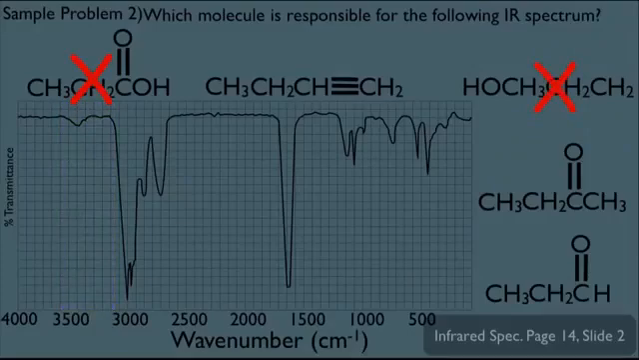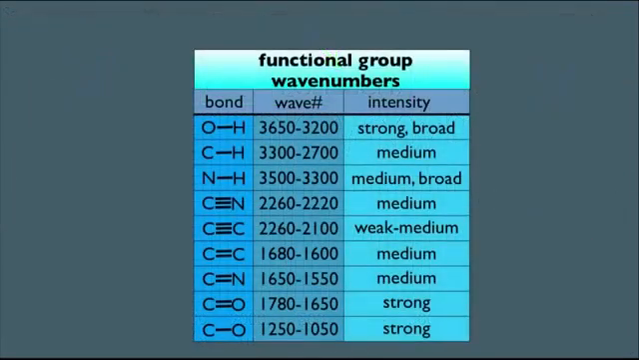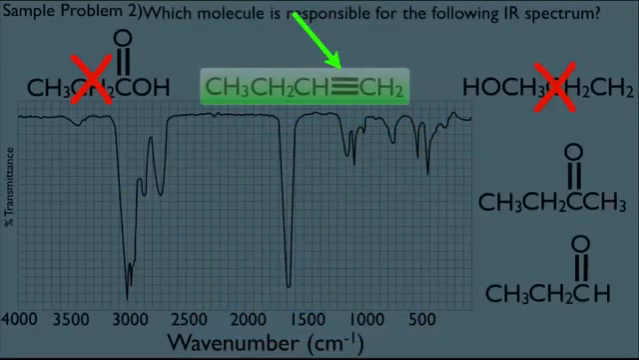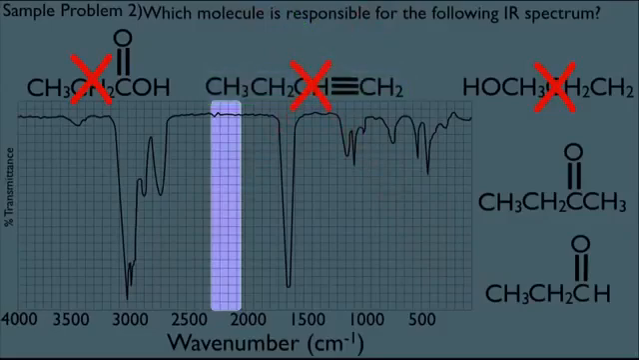This brings us to our second molecule right here. What's unique about him? Well, definitely he has this triple bond right here. Let's go to our wave number chart here. And where do triple bonds peak? Well, weak to medium, near 2100 to 2260. So let's go back to our IR spectrum here. That would be this region right here, and notice nothing. There's nothing going on there, so let's rule out that molecule right there.